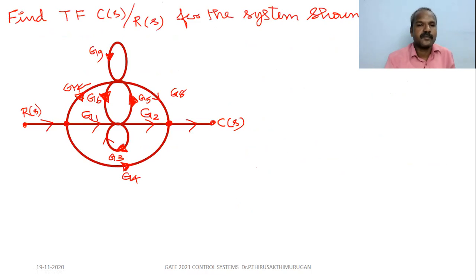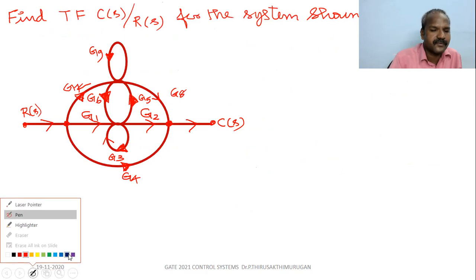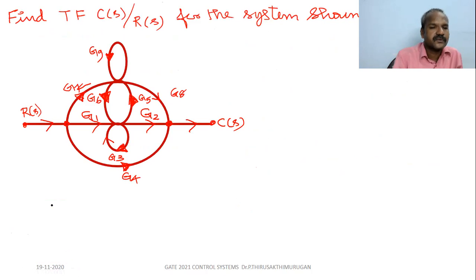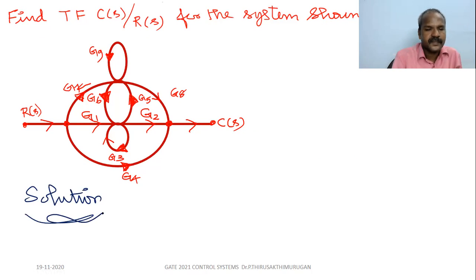So another problem is we have to find the transfer function for this signal flow graph. So, solution. What do you have to find? We have to find the number of forward paths. How many forward paths are there in this structure? Starting from this to this, how many forward paths?